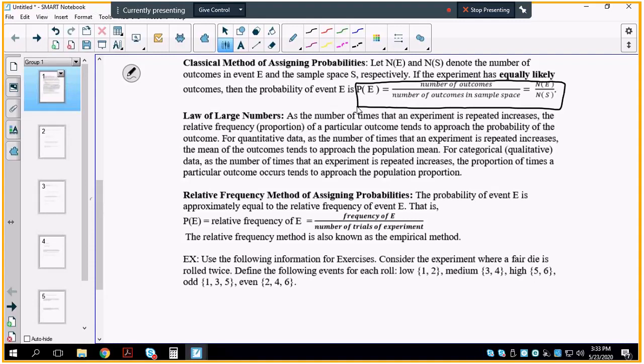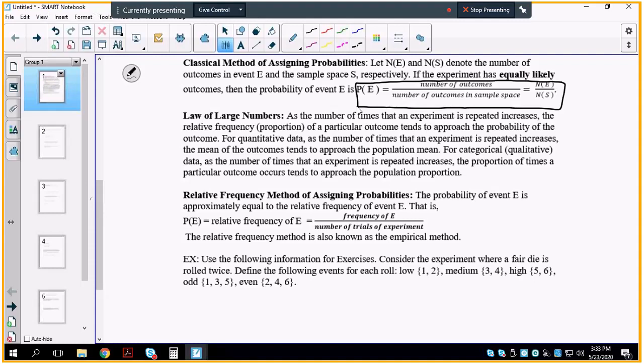Law of large numbers. As the number of times that an experiment is repeated increases, the relative frequency or the proportion or the probability of a particular outcome tends to approach the probability of the outcome assigned by the classical method. For quantitative data, as the number of times that an experiment is repeated increases, the mean of the outcomes tends to approach the population mean.